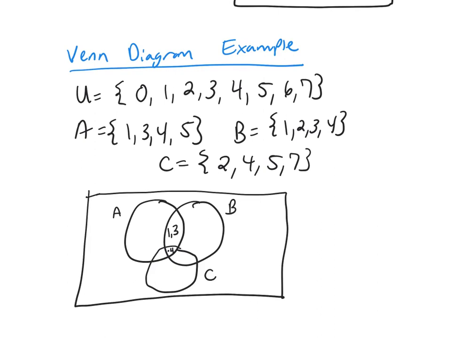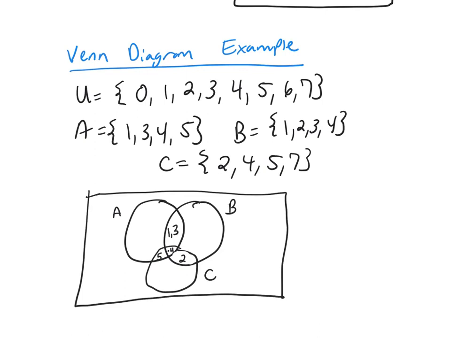And then if I look, what do B and C have in common? B and C have the numbers 2 and 4 in common. So this space right here, I need to include a 4 there. A 2. Let's put a 2 there. So B and C share 2 and 4. And finally, what do A and C have in common? They have a 4 and a 5. So between A and C, the part where they overlap, I need a 4 and I need a 5.